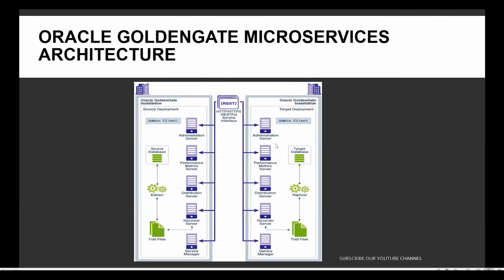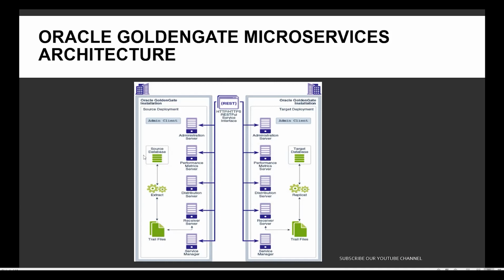Okay, so what you are going to do is install this GoldenGate microservices architecture software on the source and target. Once you do the installation as a microservice architecture, you can use the admin client utility, which we are going to discuss later in this tutorial.